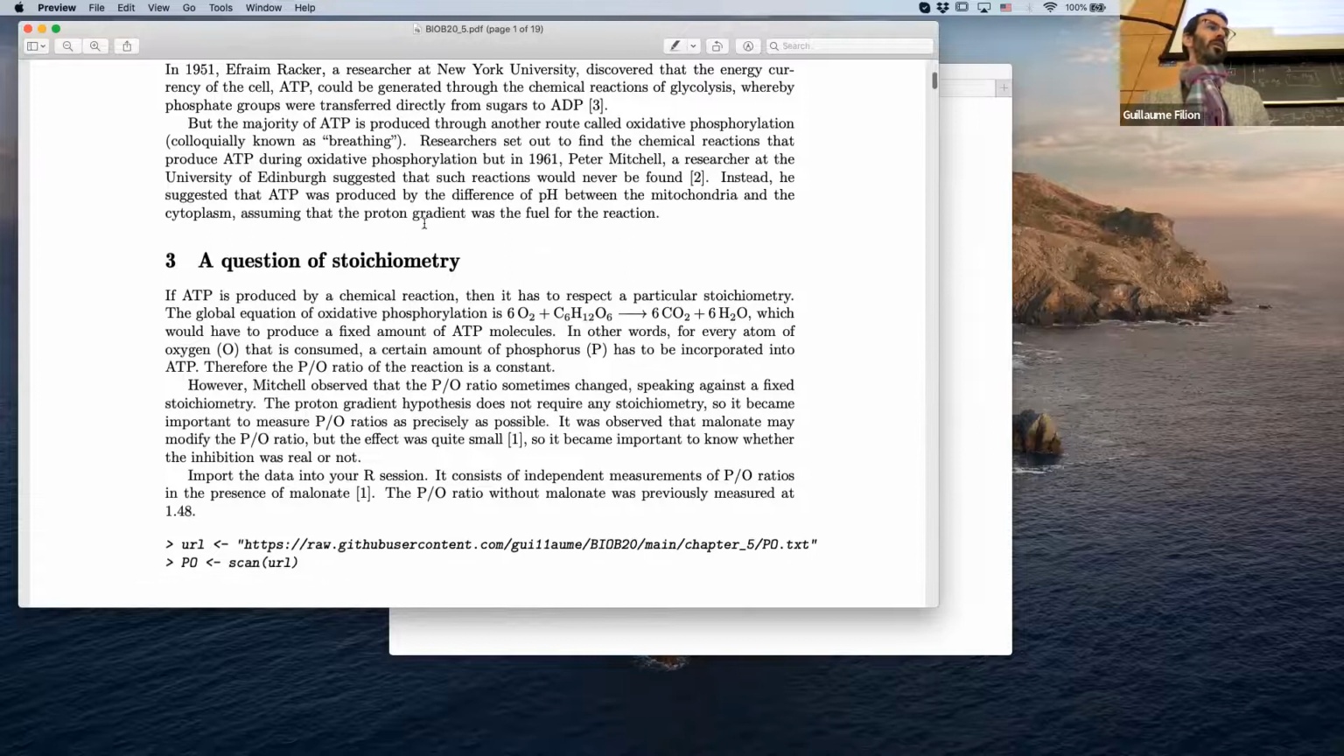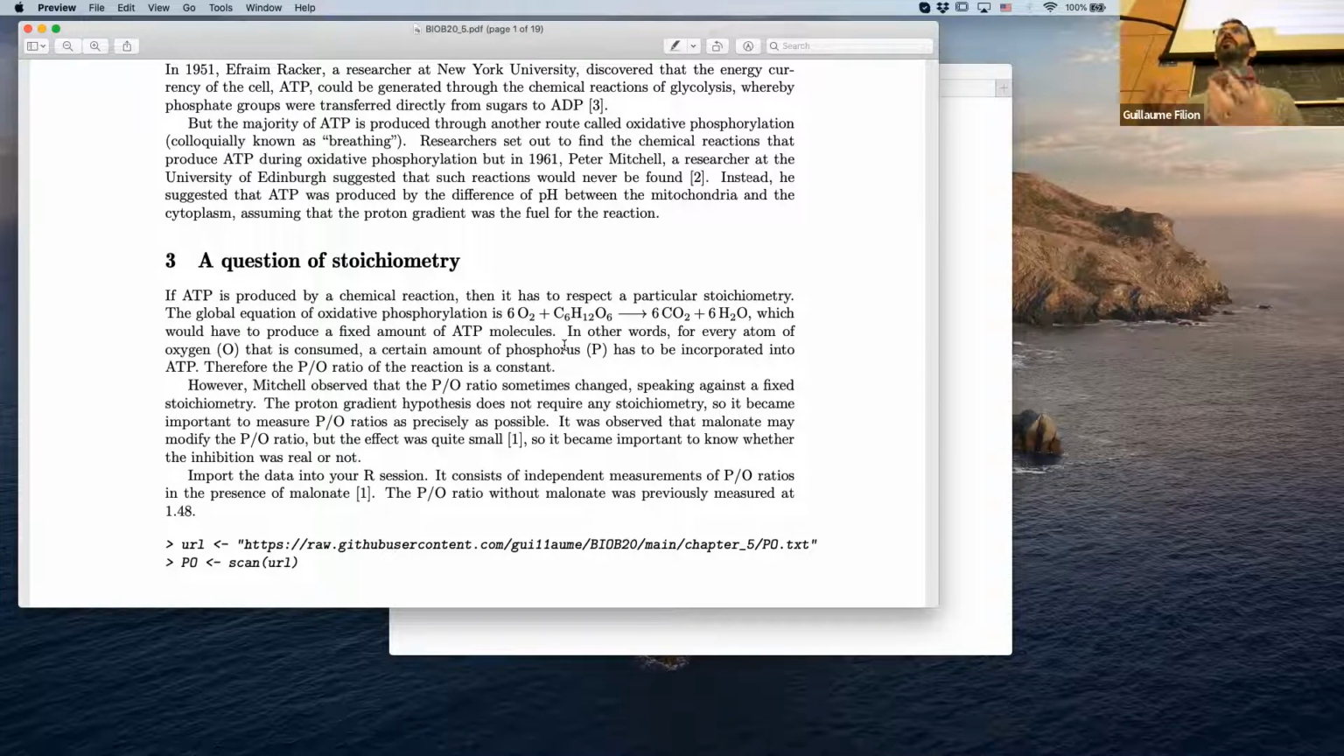A question of stoichiometry. If ATP is produced by a chemical reaction, then it has to respect a particular stoichiometry. The global equation of oxidative phosphorylation is 6O2 plus C6H12O6 gives 6CO2 plus 6H2O. That's something that most people see in high school. That's just what is called breathing here, which would have to produce a fixed amount of ATP molecules.